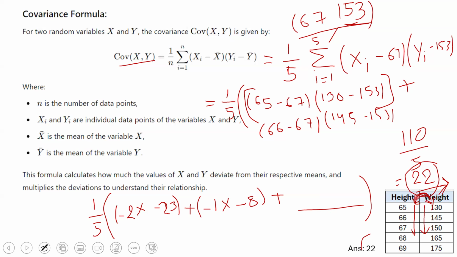Are you clear with this, with covariance? Yes. Okay, you're clear, right? Everyone is clear, right? Yes. Okay.